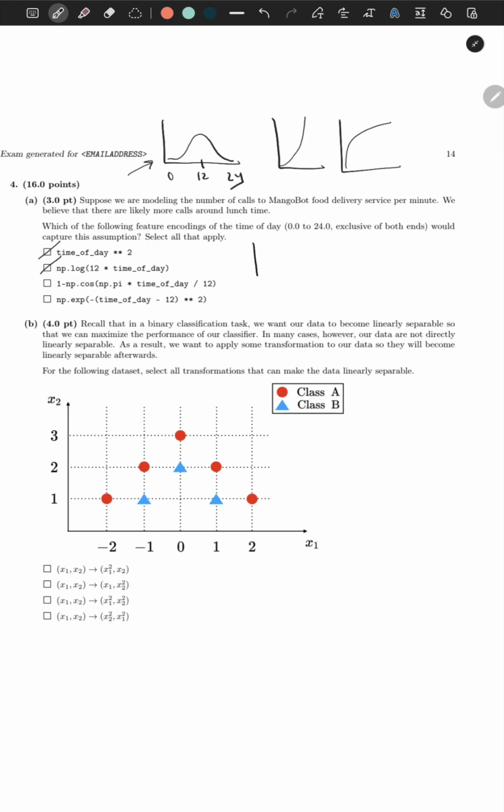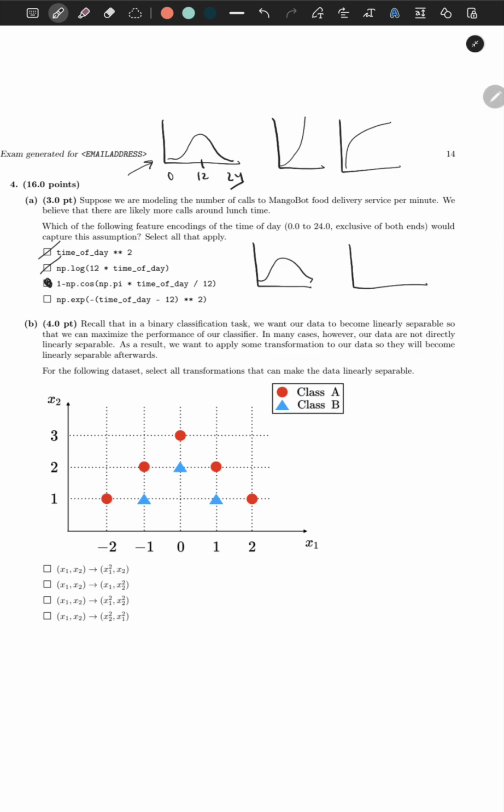Then for 1 minus the cosine of pi times time of day divided by 12, this graph looks something like this. And we can see that this is a pretty good match with the graph that we want. There is an increase near the center of the graph, so around 12, and then it decreases back toward 24. So this would be correct.